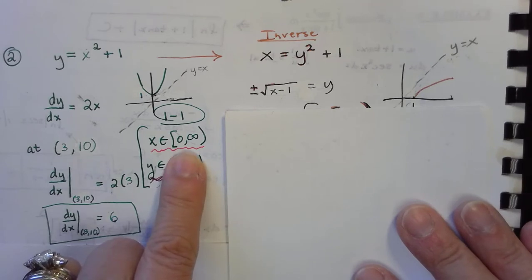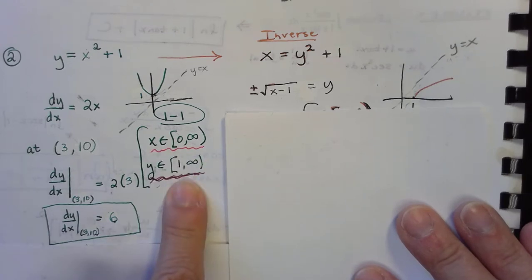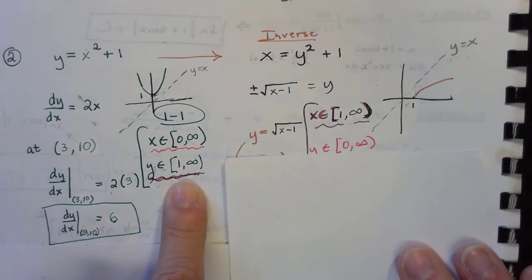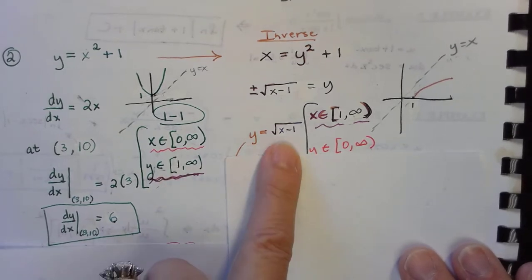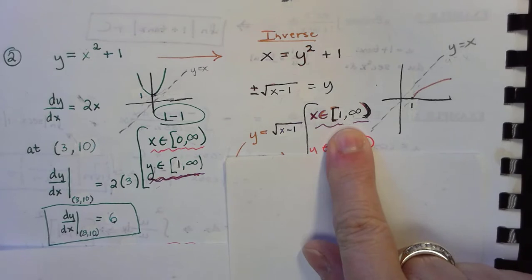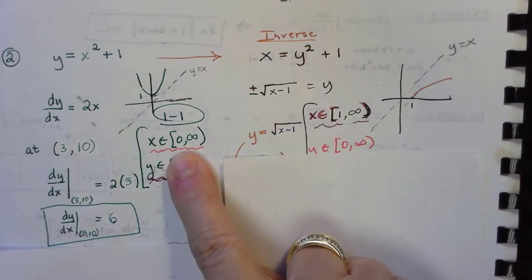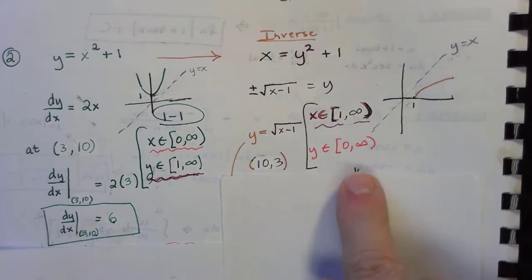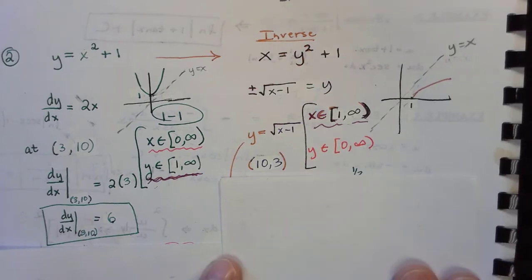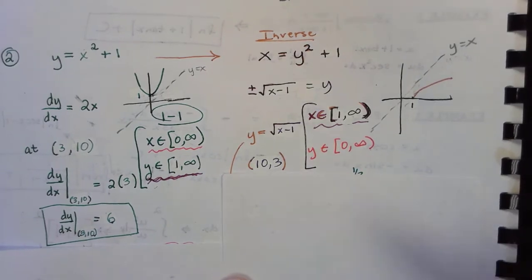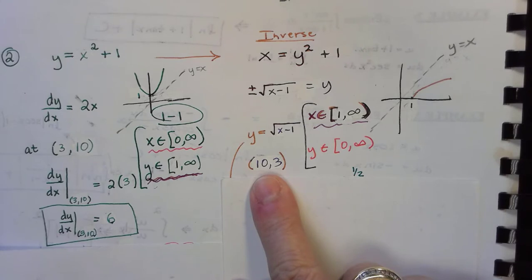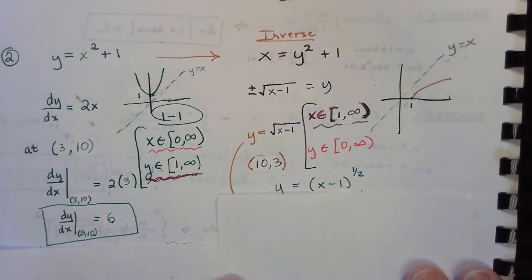That means our domain on the inverse takes on y's properties. So whatever happened with y on the function becomes our domain on the inverse. And our domain on the original function becomes our range on the inverse. All the properties switch. And now, on the inverse, the point that was (3, 10) on our function becomes the point (10, 3). So let's find the derivative at (10, 3).